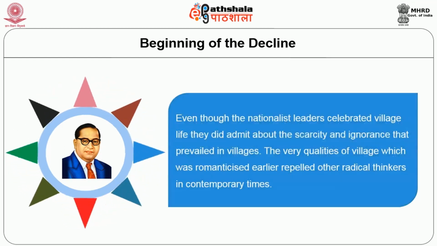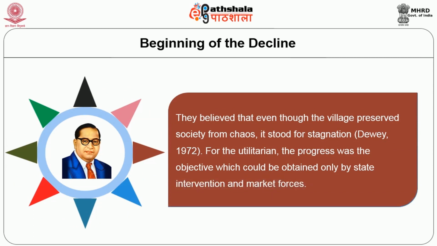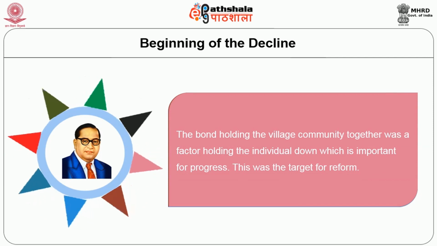Even though the nationalist ideas celebrated village life, they did admit the scarcity and ignorance that prevailed in the villages. The very qualities of the village which were romanticized earlier repelled other radical thinkers in contemporary times. They believed that even though the village preserved society from chaos, it stood for stagnation. For the utilitarian, progress was the objective, which could be obtained only by state intervention and market forces. The bond holding the village community together was a factor holding the individual down, which is important for progress. This was a target for reform.